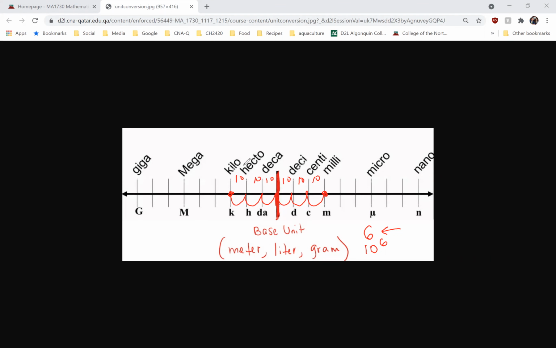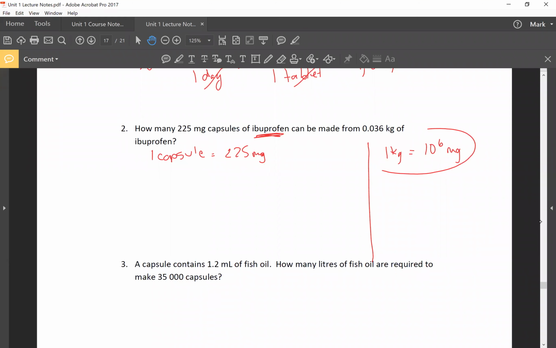So why did I multiply it by 10 to the 6? Well, I'm making it bigger. I'm turning it into kilograms. Or, sorry, I'm not saying I'm multiplying my number. Why did I write 10 to the 6? It's because milli to kilo is a difference of 10 6 times. Okay, so back to my notes. That's where this comes from.